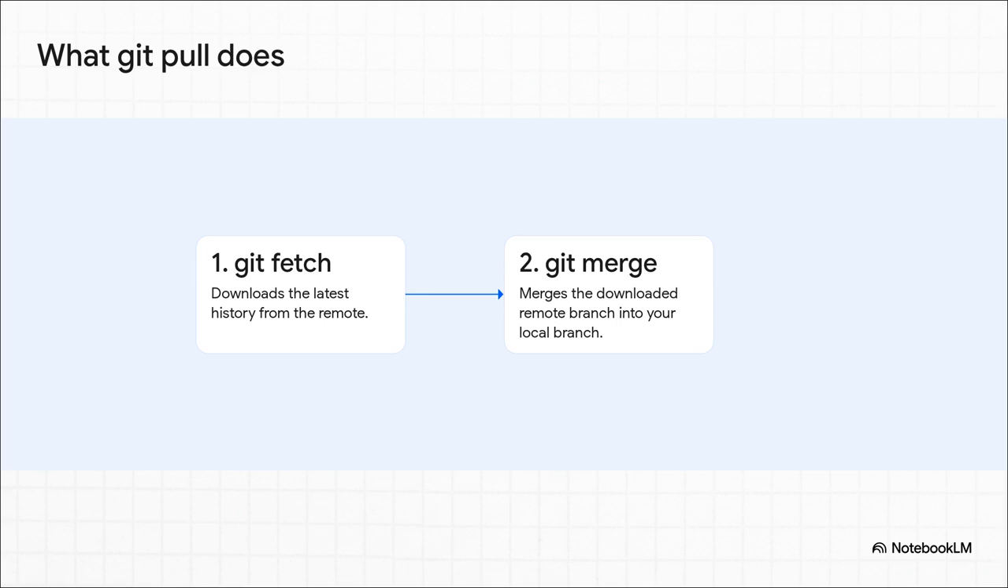Okay, that's how we send changes. But what about getting changes from other people? Most of us just blindly type git pull, right? But here is a huge aha moment for so many people. Git pull is not actually one command. It's two commands squished together. First, it runs git fetch. That part just downloads all the latest history from the remote. It doesn't change your files yet. Then it runs git merge to actually combine that new history into your local branch. Seriously, understanding that pull is just a fetch and then a merge is a massive step to really mastering Git.